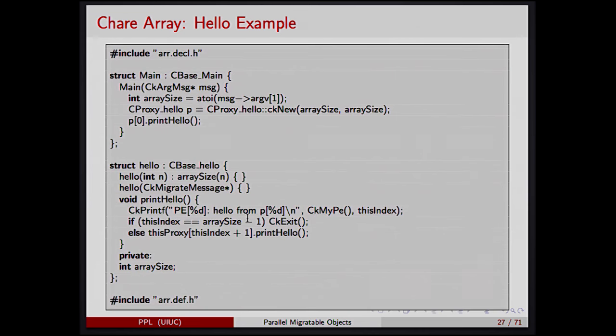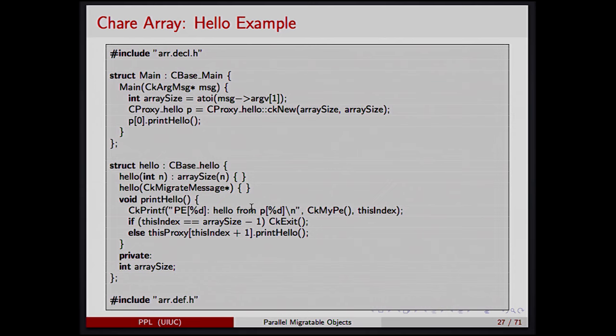This is how that's going to go. The main object is going to say, I'm going to create a new collection of type hello, which happens to be a one-dimensional collection. Therefore, I'm telling you there are 23 elements, whatever the array size is. And the parameter that I'm passing to them also happens to be array size. So what does print hello do when it gets created? It says hello, using its index. This index is whatever its index is.